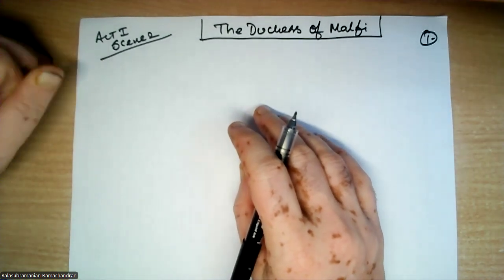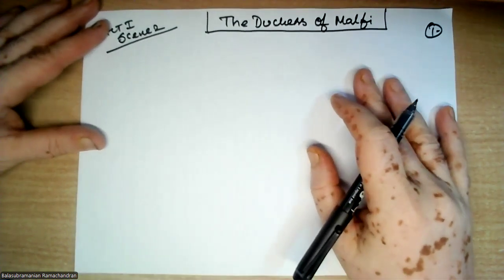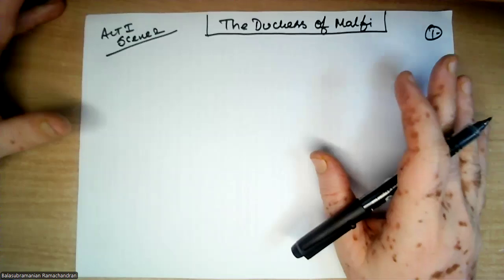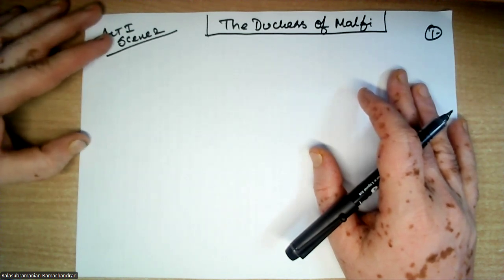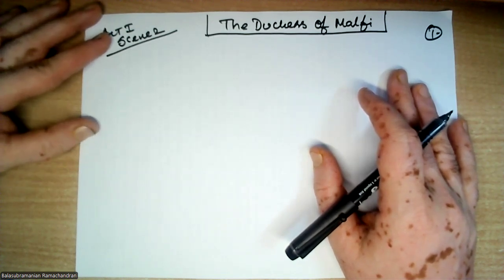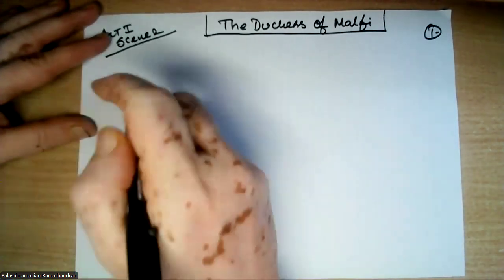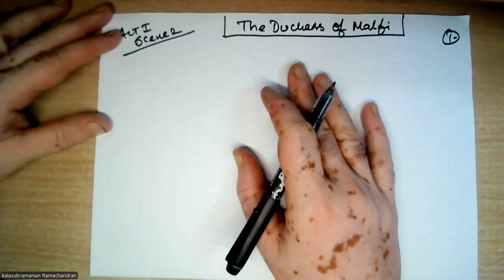What I recommend is that you go through the last 4 or 5 minutes of the previous video before you begin this video. Essentially, in the previous scene we were introduced to the main characters of the play, mainly Antonio, Bosola, and the Cardinal. Of course, Delio is also there. I urge you to look at that before watching this video. So let us begin.